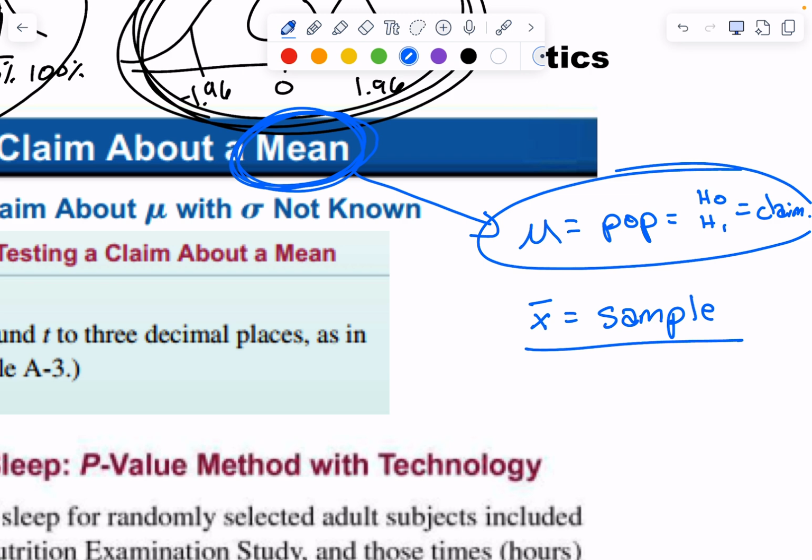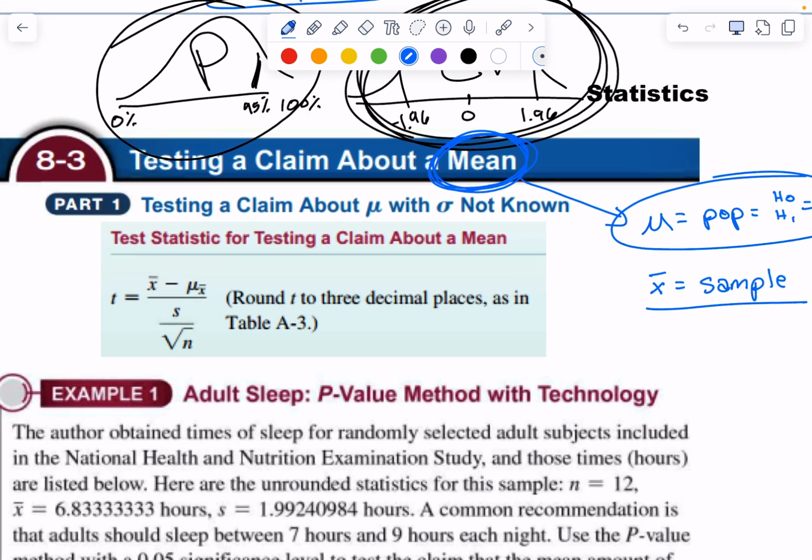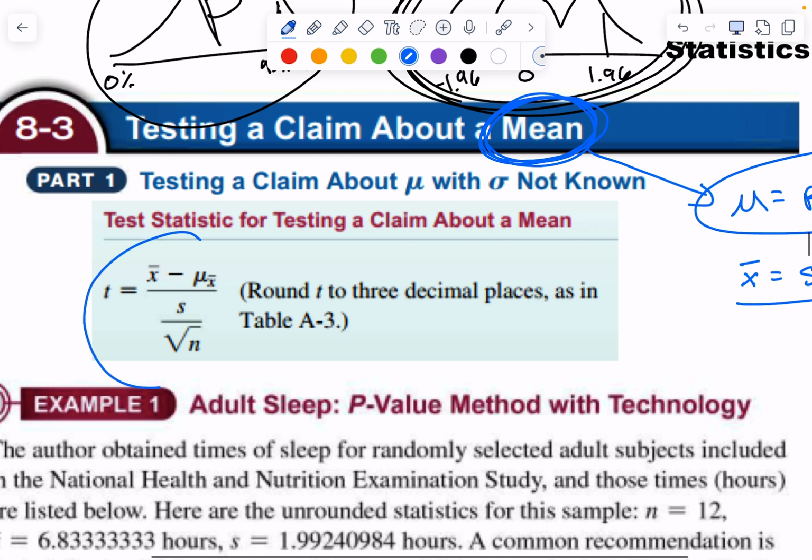Then they'll talk about the sample, and they'll talk about of the N number of people tested, here's your sample average. Just like with the last one, we had a value for a test statistic, and here is the formula for it. T equals X bar goes here. They call it mu sub X bar. Don't worry about the sub X bar. Just call it mu.